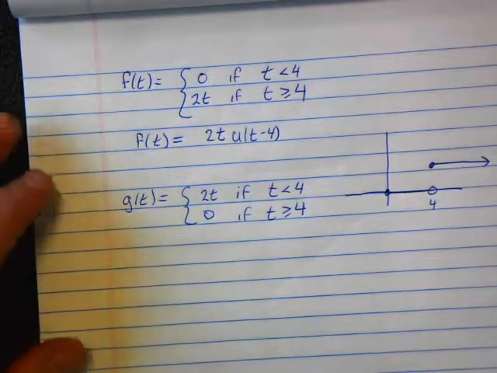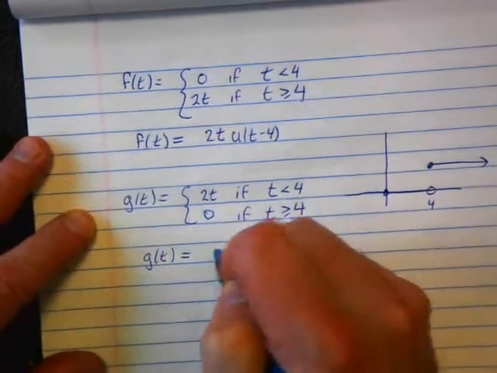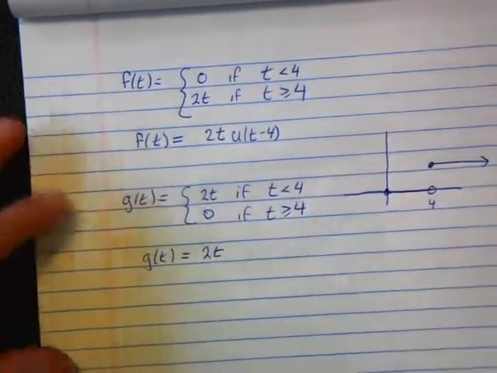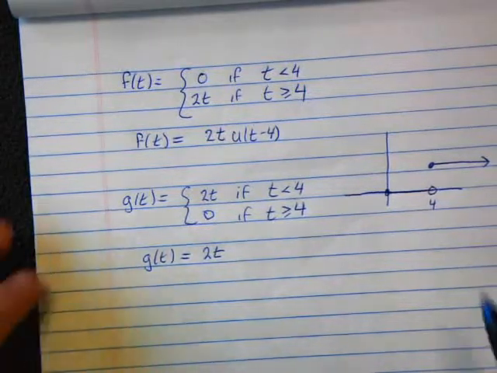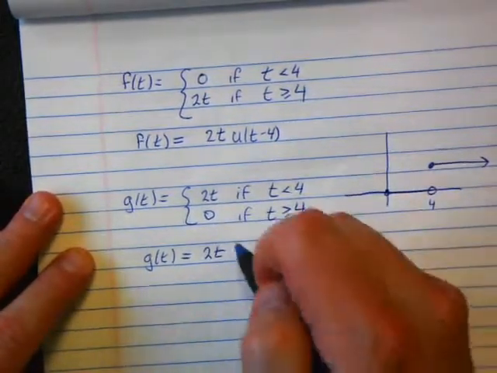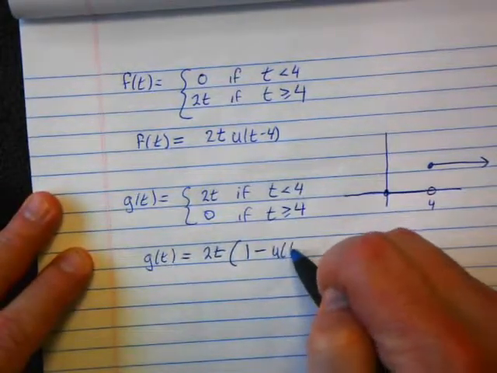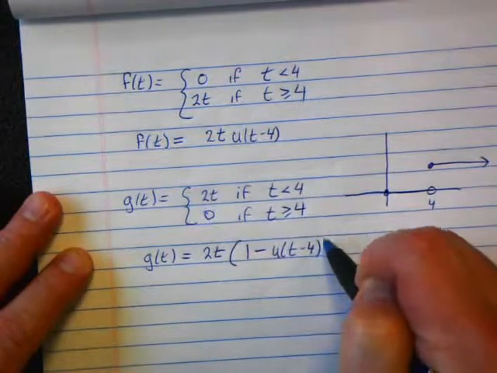All right, so this one, we're going to write it as g of t. I'm going to have the 2t, and then to get it flipped, to get it to be alive at the beginning and 0 later, I'm going to write it this way. 1 minus u of t minus 4.